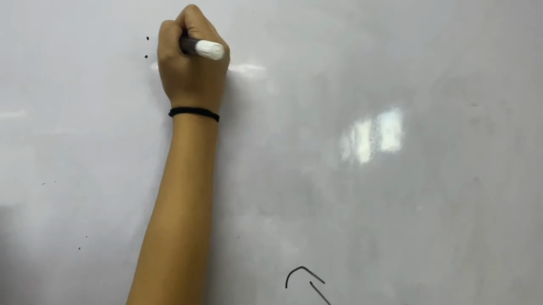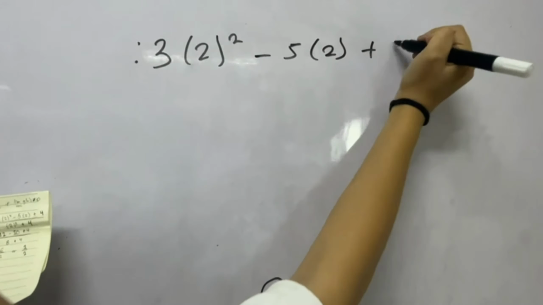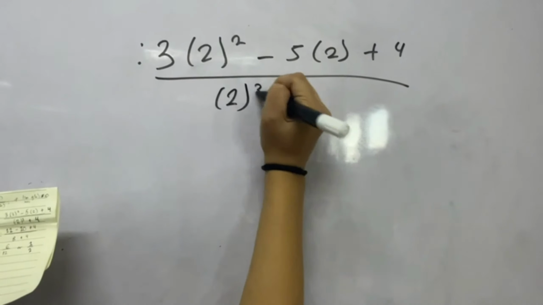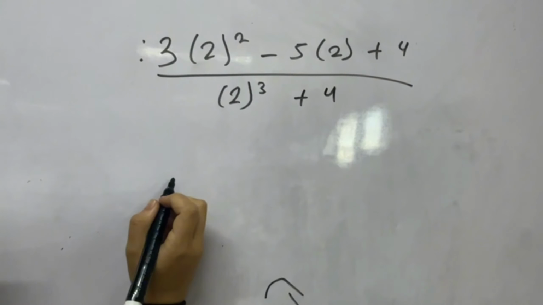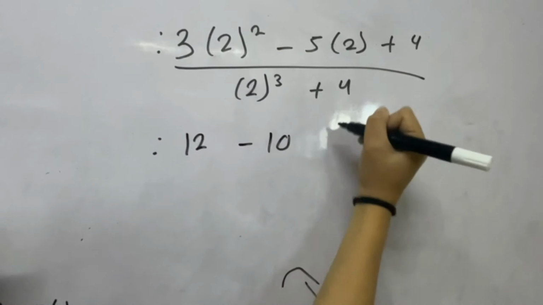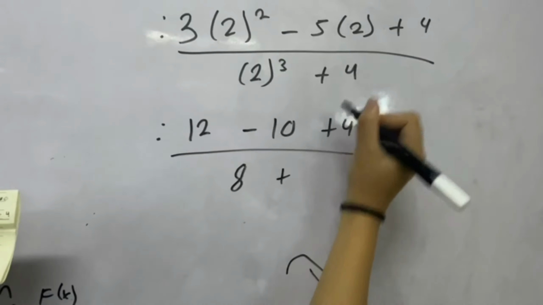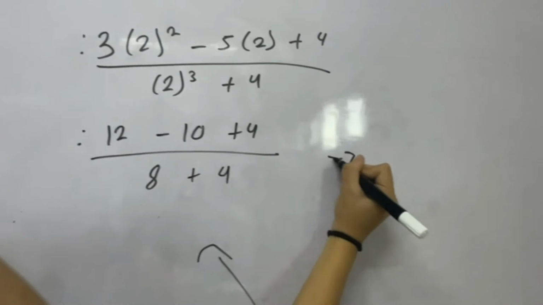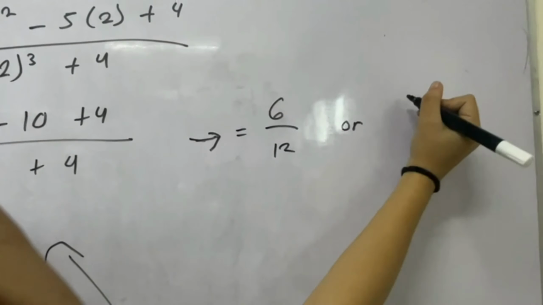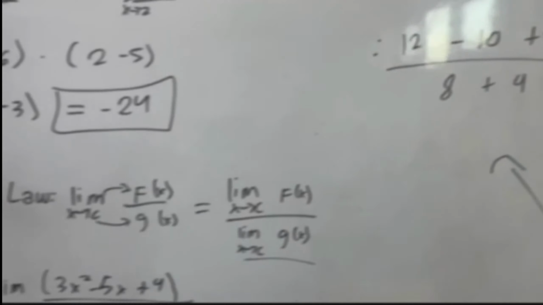And that would give us 3 times 2 squared minus 5 times 2 plus 4 over 2 cubed plus 4. In this case, we just apply the basic math. That would be 12 minus 10 plus 4 over 8 plus 4. And that is equal to 6 over 12, or the simplified term is 1/2. That is your answer.